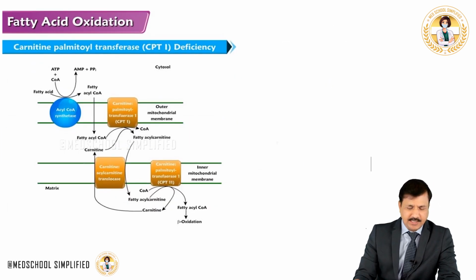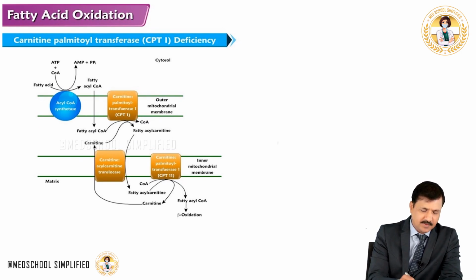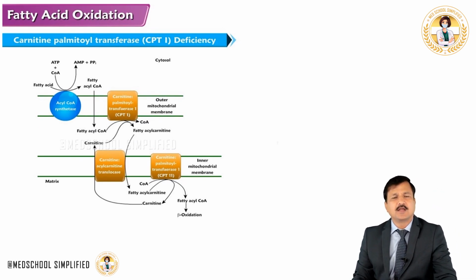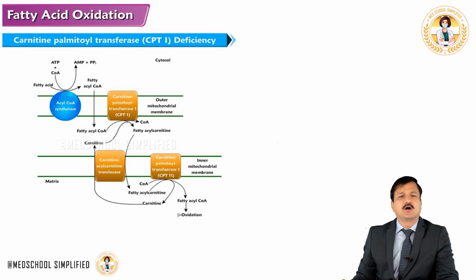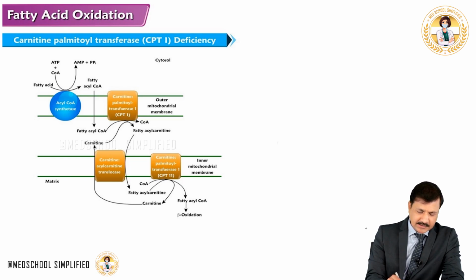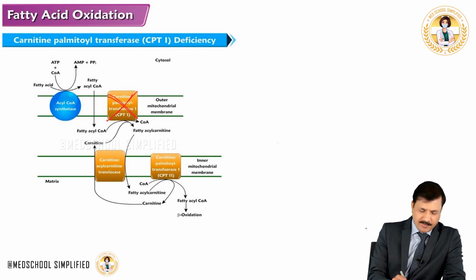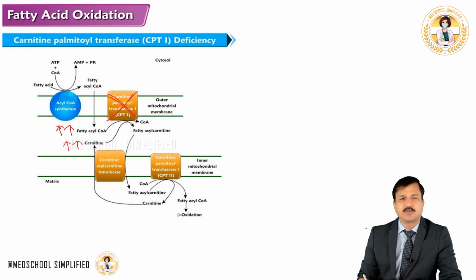Now let's move on to carnitine palmitoyl transferase 1 enzyme deficiency. Let me first show you the figure and then I will give you the details in the next slide. So what I am doing now is blocking this enzyme. Carnitine palmitoyl transferase 1 enzyme is not working: deficient, the gene is mutated, the enzyme is defective. So what will happen? Obviously fatty acyl-CoAs will be elevated, and the carnitine levels will be elevated because it is not being used.